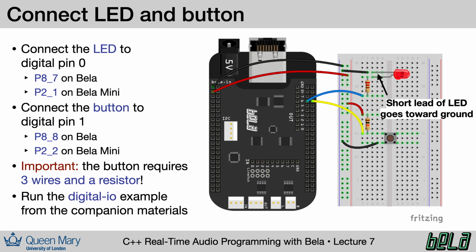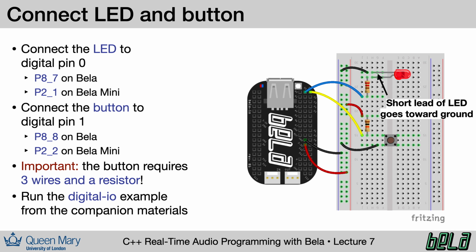Be sure you put in both the button and the LED in the correct orientation. For the button, notice that you're using 2 adjacent leads of the push button on the same side of the device. For the LED, the long lead should go to the resistor and the short lead should go to ground. And here we can see the equivalent circuit for the Bela Mini.